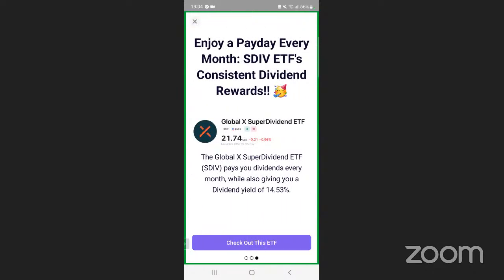This is an ETF that we have noticed has some good elements. This ETF is called the Global X Super Dividend ETF. The reason we decided to put it here is because it gives you monthly dividends. Every month you'll be getting a dividend from this ETF, and it has a dividend yield of 14.53%. So annually alone, you're getting a return on investment of 14.53% in terms of dividends, which is almost higher than some Kenyan bonds. That's why we decided to put it there. So click on check out this ETF.